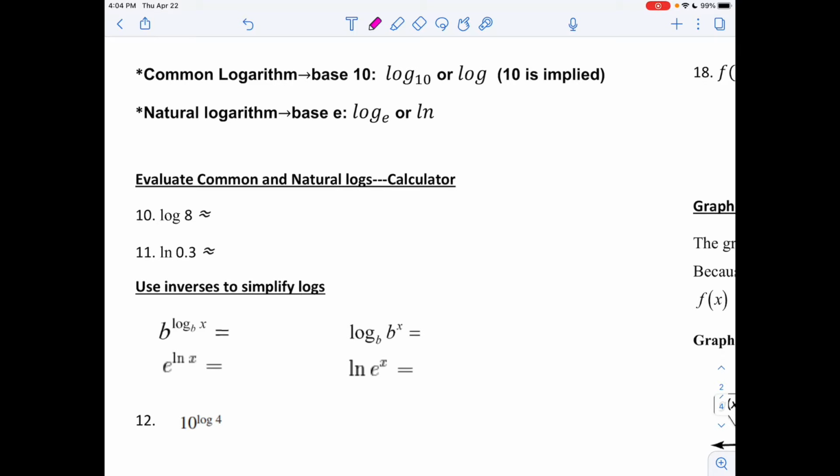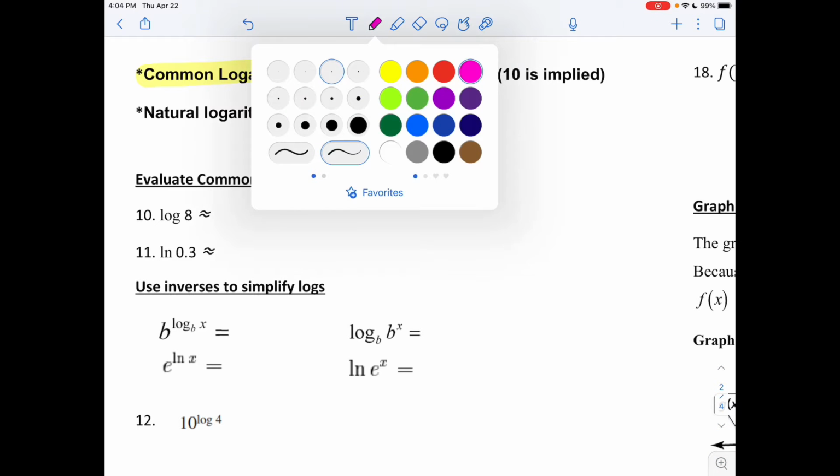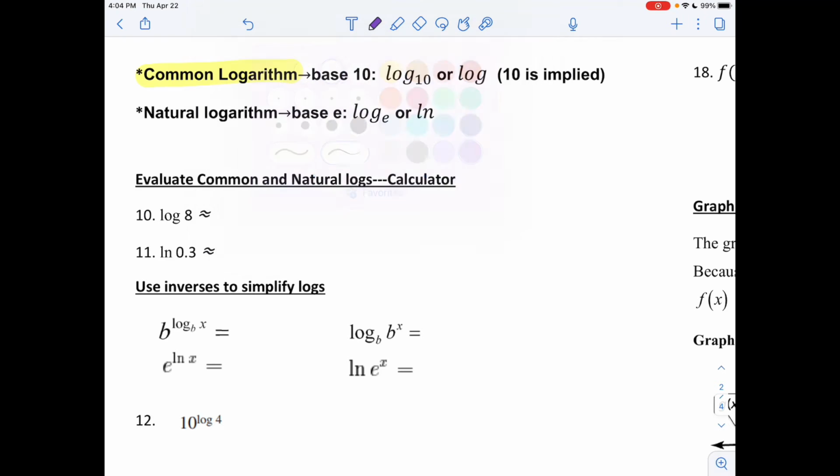Let's talk about two types of logs that you are going to see frequently. The first one is called the common logarithm, and the common logarithm has a base of 10. And since that's the one that occurs most frequently, you know how we are in math, we don't like to write things if we don't have to.